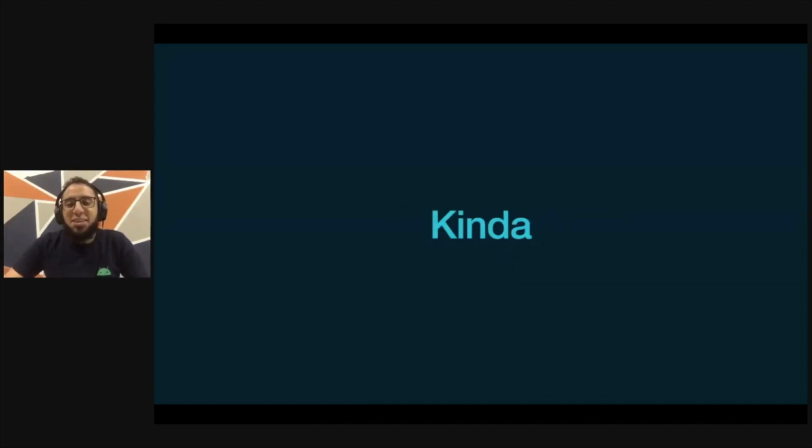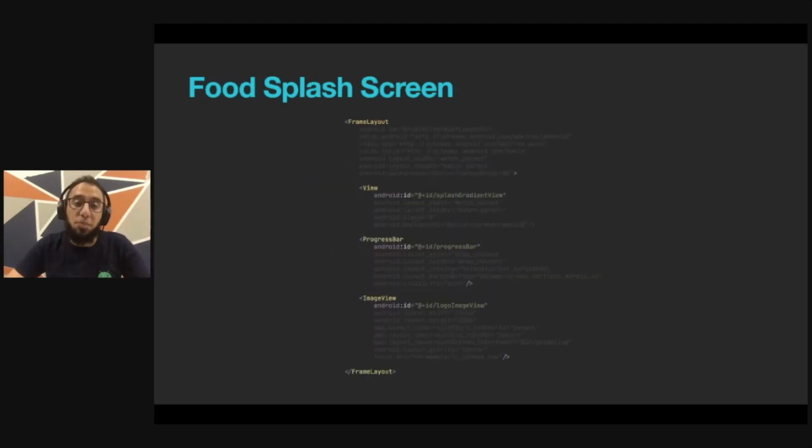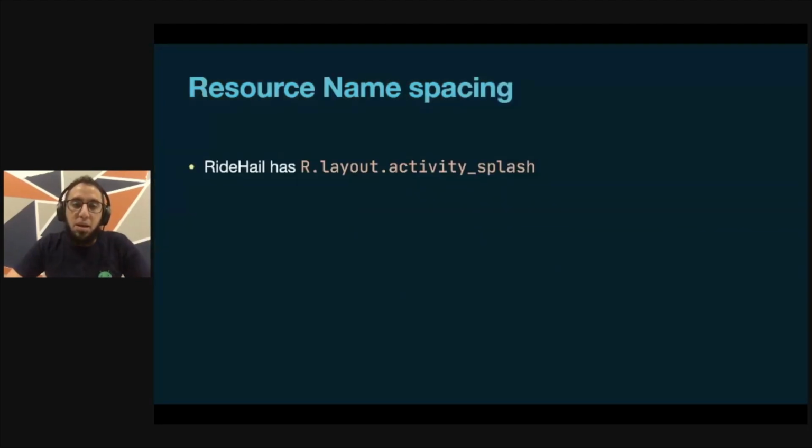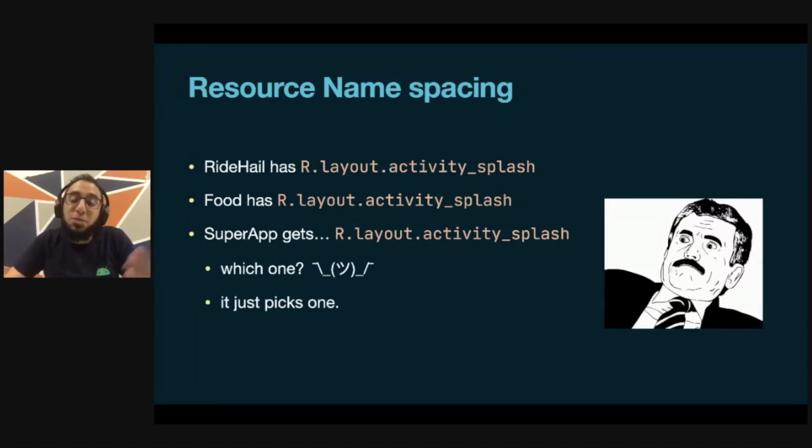Well, kind of. Here we start running into some interesting issues. Here's one of them. Ride-hailing had a splash screen where the details aren't really important, but the important thing is there's an image view with an ID of splash_logo. And the food app also has a splash screen. It has a different image view, logo image view, and a progress bar and some other stuff. So ride-hailing has named its layout r.layout.activity_splash. Food also named its r.layout.activity_splash. And SuperApp gets activity_splash. Which one? We don't know. It just picks one, right?